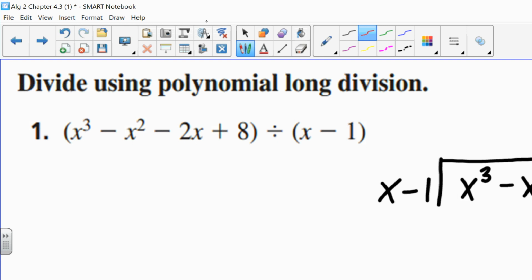So we need to eliminate this one term at a time. The first thing we need to eliminate is the x cubed. So we're going to see what times x gives me x cubed. x squared. Yeah, x squared. So we're going to do x squared times x minus 1.